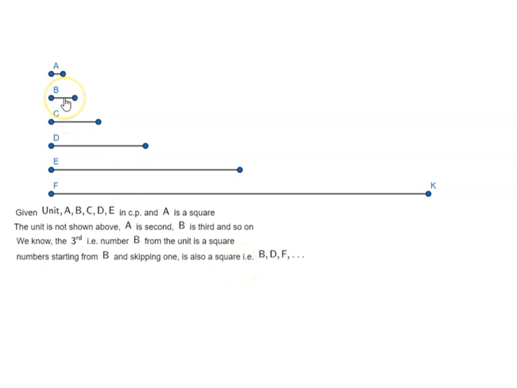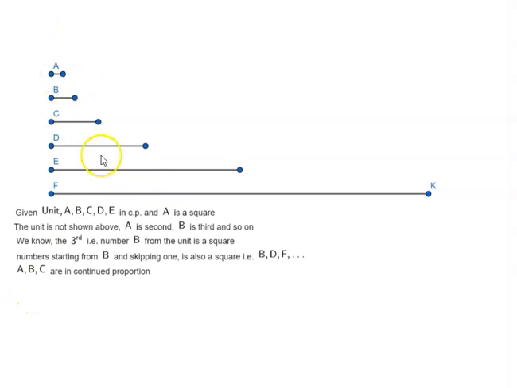That means, starting from B, the third number from the unit, every alternate number is going to be a square because A is a square. So B, skip C, D, skip E, F. So B, D, F are squares. We have already proved this. Now the only thing we have to take care of is the remaining ones. Which are the remaining ones? C and E.